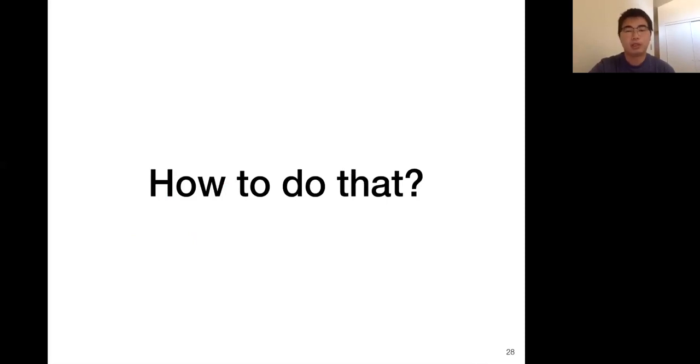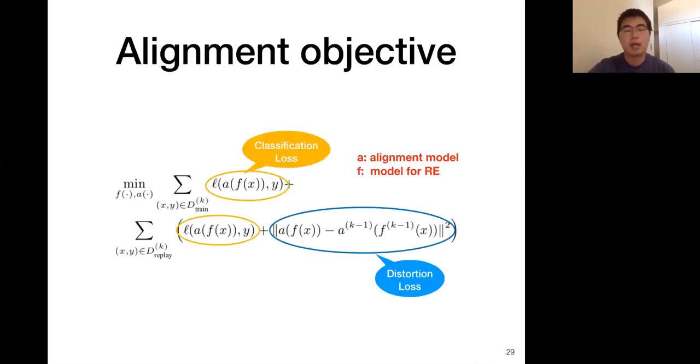So specifically, how do we achieve this? Here is our alignment objective. In this objective function, there are mainly two parts. The first part is the classification error of our problem. And we add an additional term, which is called the distortion term. This term aims to minimize the distance of the embedding of the sentence to its previous embedding. So the purpose of this term is to align the embedding back to the original position.